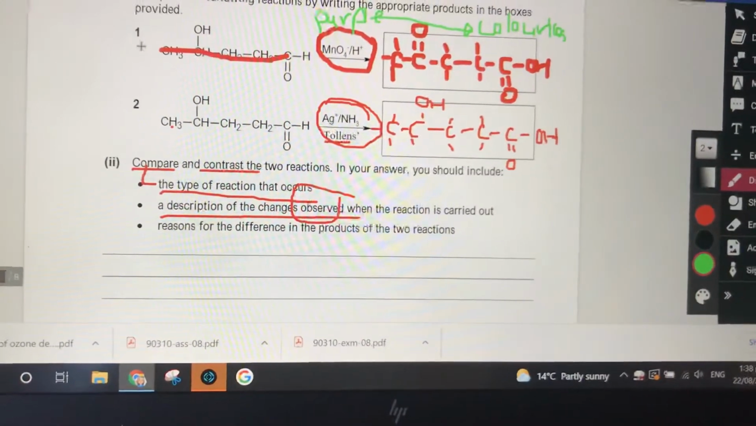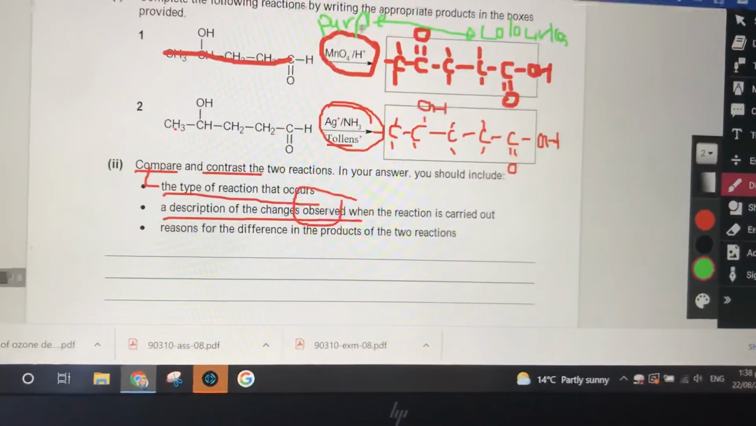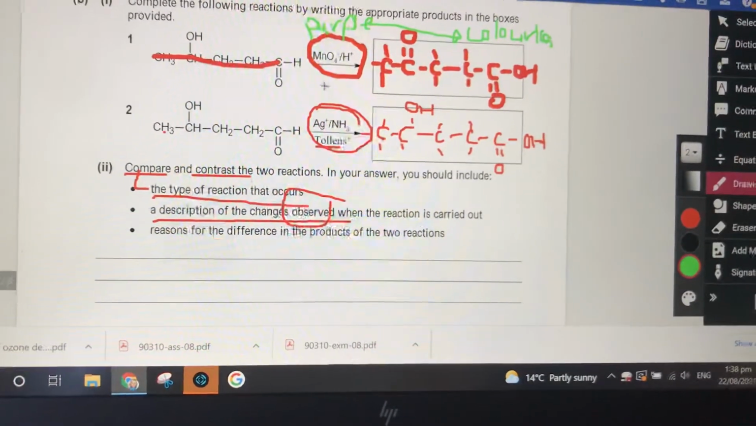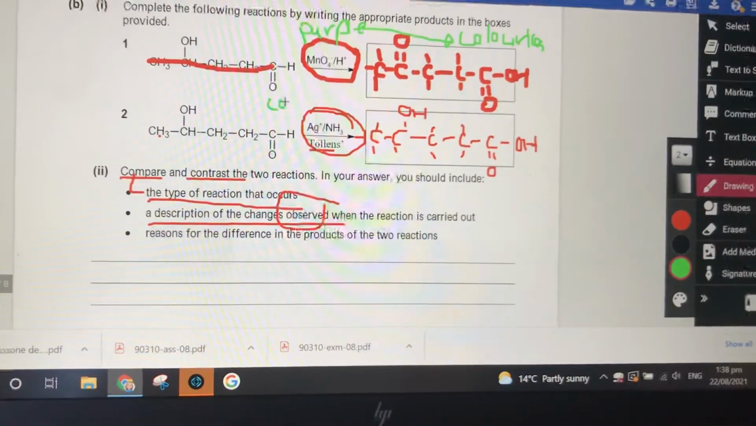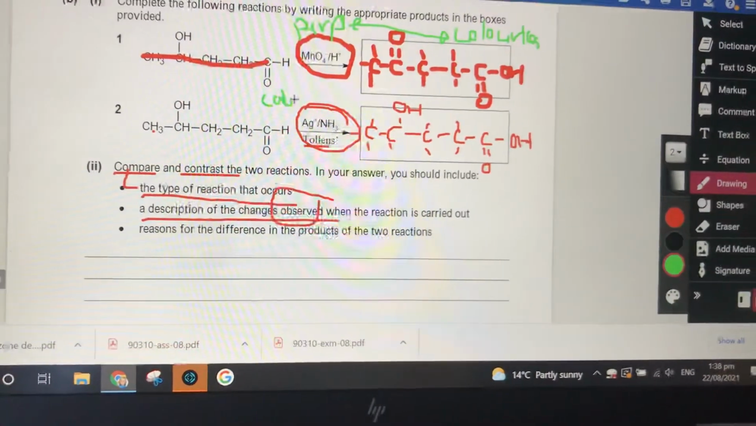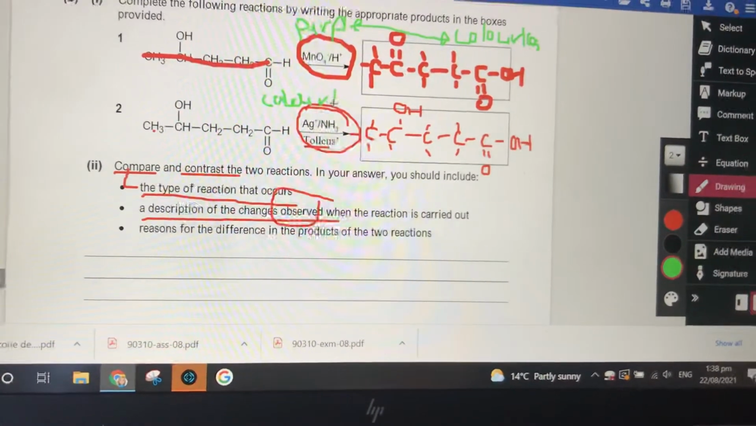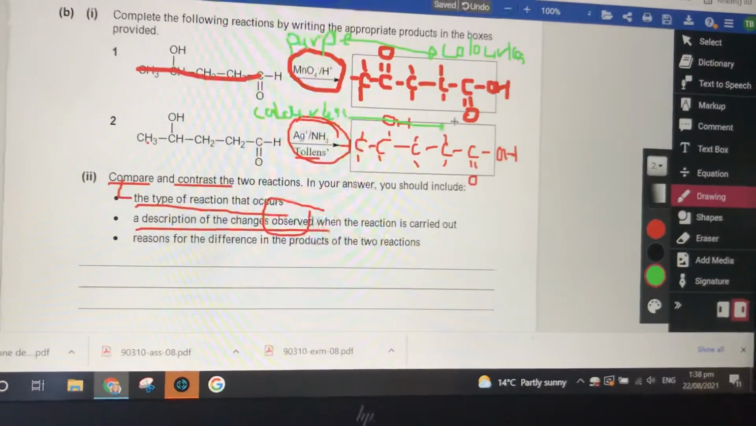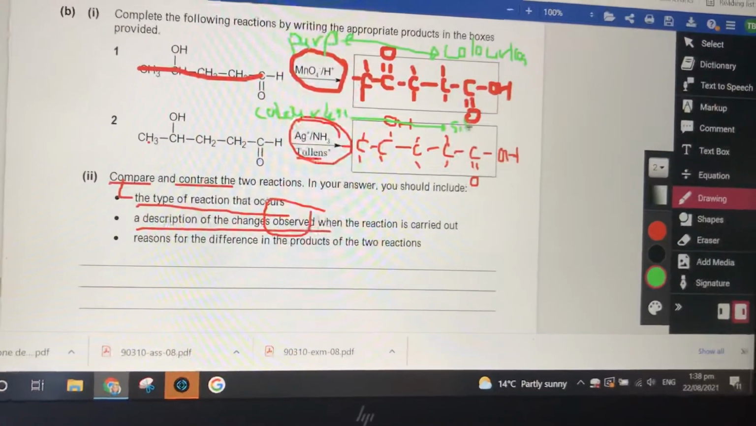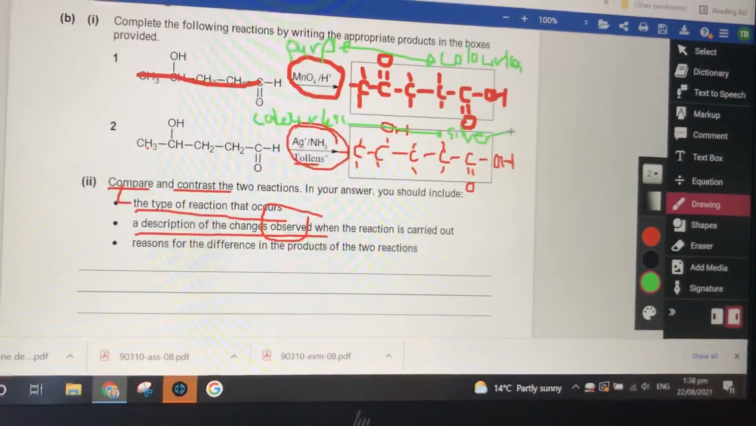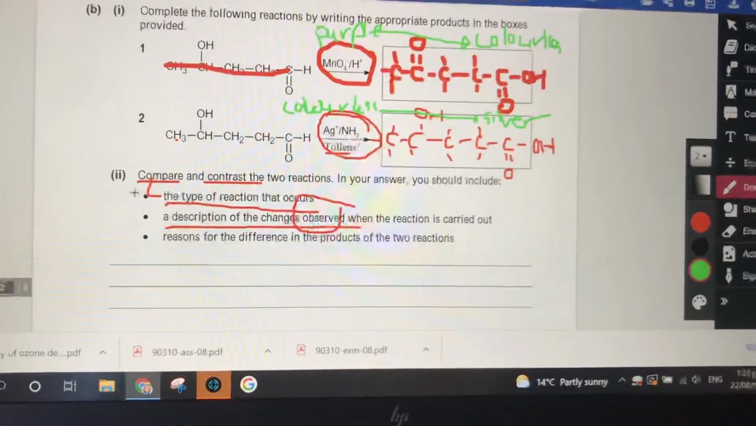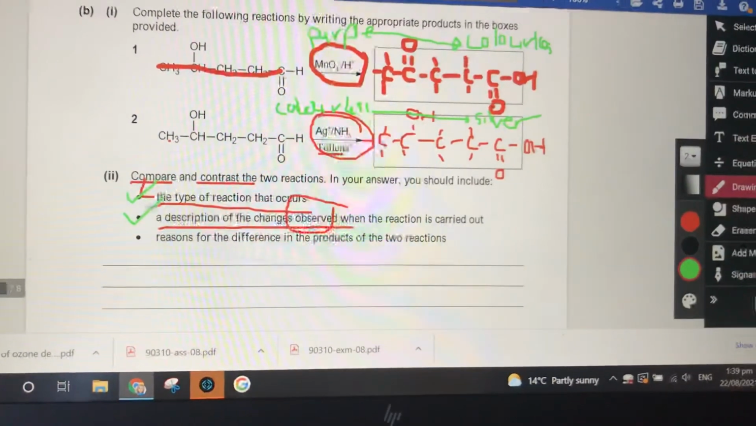So in reaction 1, purple permanganate will decolorize to colourless, whereas Tollens, which starts off colourless, will, because it does react, produce a silver mirror. So this is a contrast, so we're going to make sure we've written the first and the second colours for each of those reactions. So that's that one done, and that one done.